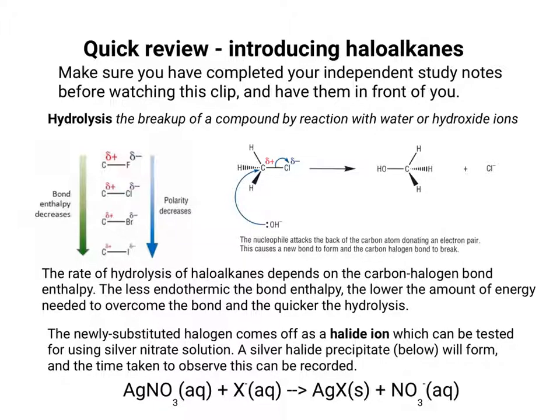So the halide ion that is released as a side product can be tested for. As you probably remember, the test for halide ion is a silver nitrate solution. And you get a silver halide precipitate, so in the equation at the bottom, X represents either fluoride, chloride, bromide or iodide. And the speed with which this happens can be recorded, so therefore the quicker it happens, the more likely it is that the bond enthalpy is quite low. And obviously you can use the colour of the precipitate to confirm if it's silver iodide, silver bromide or silver chloride that's being formed.